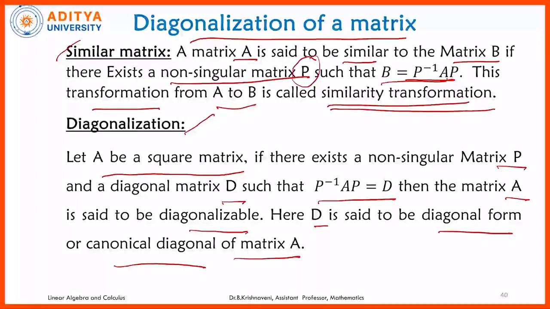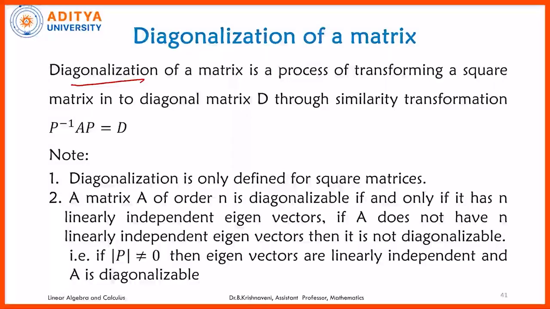So, I repeat, if you consider any square matrix A, and you get a non-singular matrix P and a diagonal matrix D such that P inverse AP is equal to D, then we say that A is diagonalizable and D is the diagonal form or canonical form of the given matrix A. Diagonalization of a matrix is the process of transforming a square matrix into a diagonal matrix D through a similarity transformation, given by P inverse AP is equal to D.